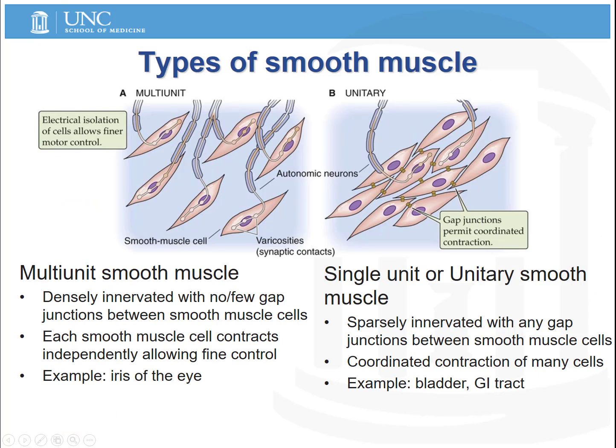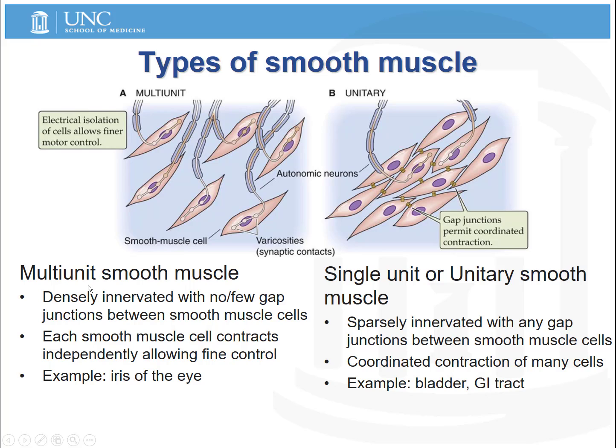So there are two different types of smooth muscle, multi-unit smooth muscle here on the left and unitary or single unit smooth muscle on the right. You may already be able to tell just from the images, but the main things that separate these two types of smooth muscle are the amount of innervation and the number of contacts between the cells.